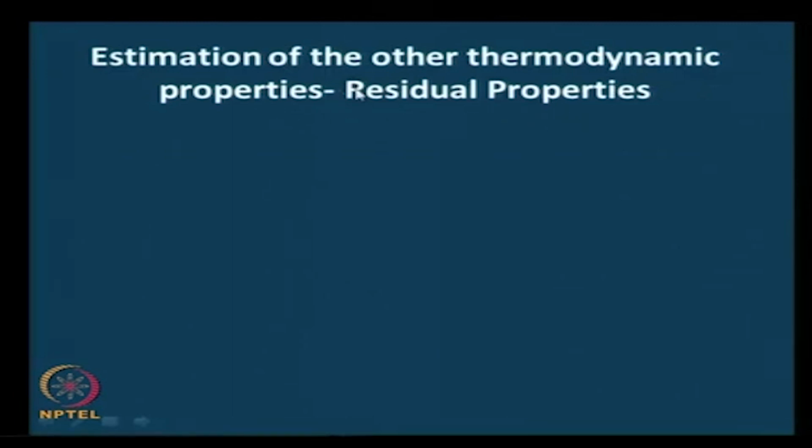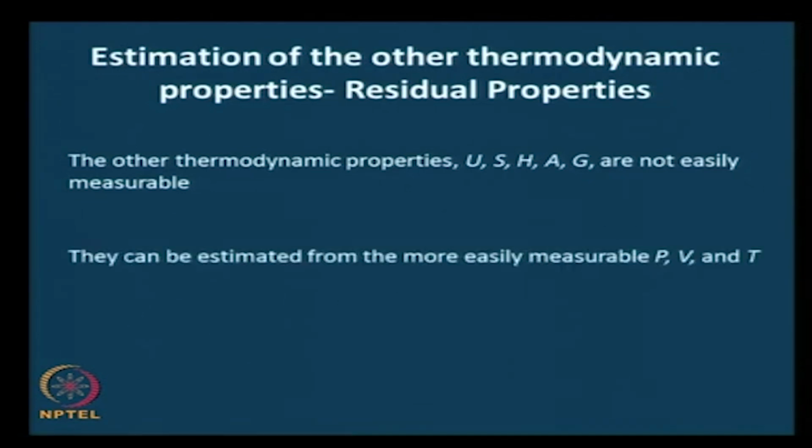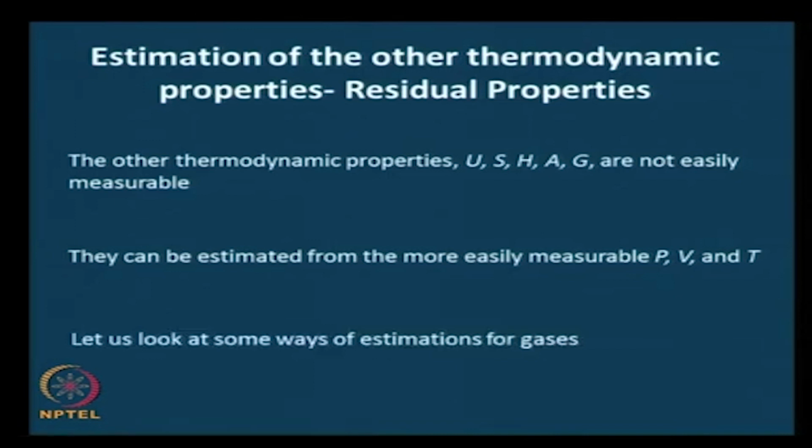If you use this formulation, it becomes possible to estimate the other thermodynamic properties. Remember that U, S, H, A and G, we could estimate using PVT. So, let us take a look at how to go about doing that. The motivation, as we all know by now, is that U, S, H, A and G are not easily measurable. They can be estimated by the more easily measurable P, V and T, and we are going to limit ourselves to gases to begin with.